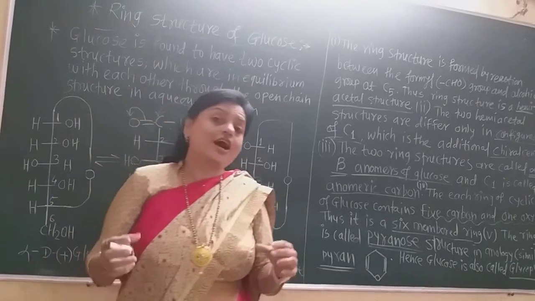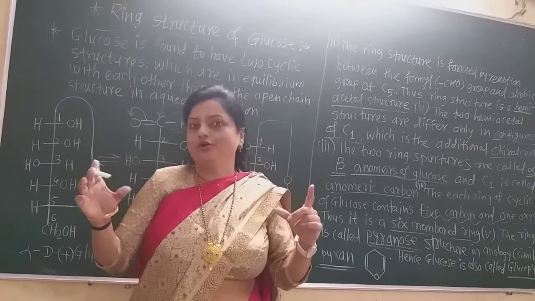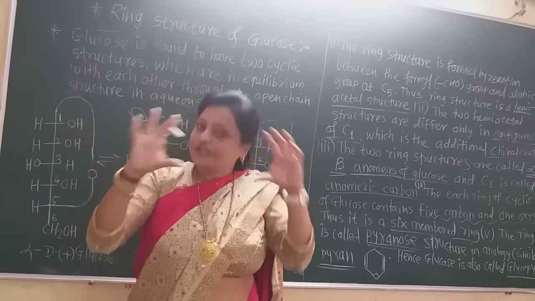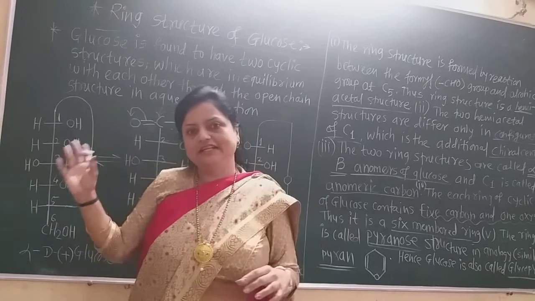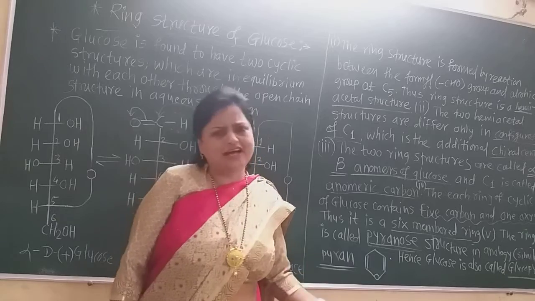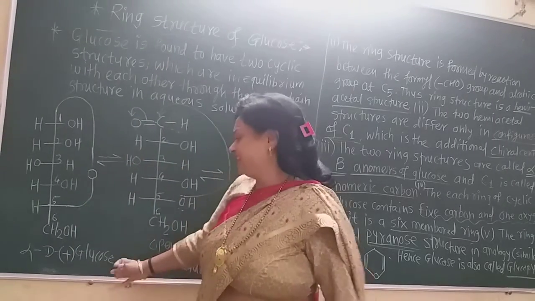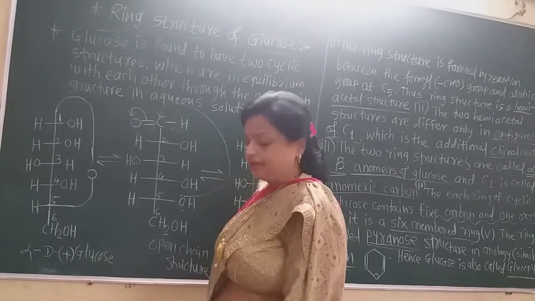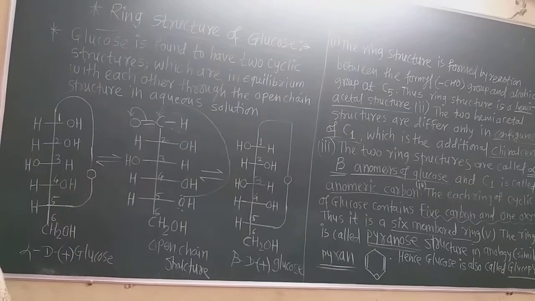Now let us see how the ring structures are drawn, horizontally, of this alpha D glucopyranose and beta D glucopyranose. You may call them alpha D glucopyranose and beta D glucopyranose. Now let us see how the rings are there. 6-membered rings.